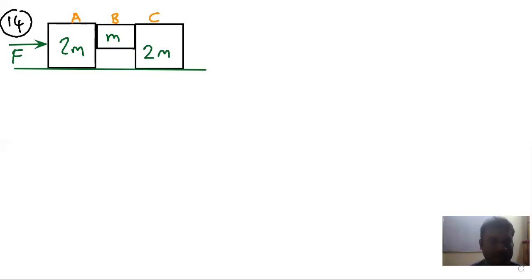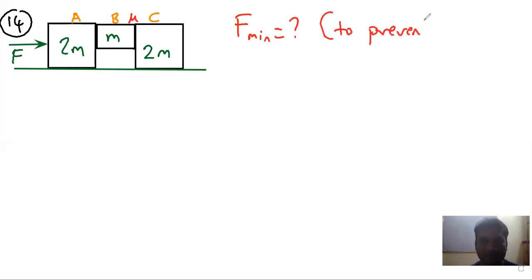Now, in this case, the friction is given as mu. We need to find the minimum value of F so as to prevent block B from sliding. So let us see how to solve this question.